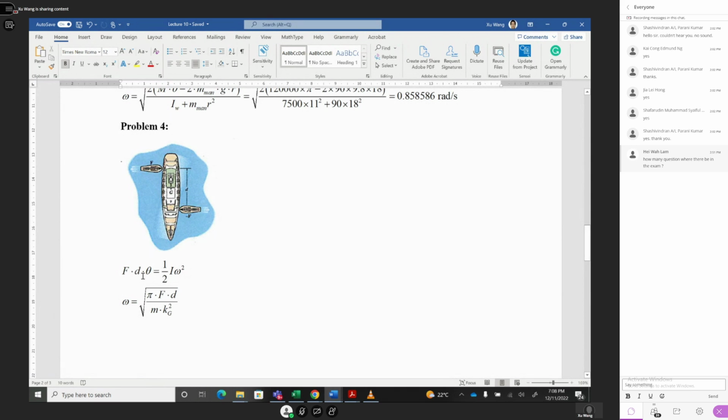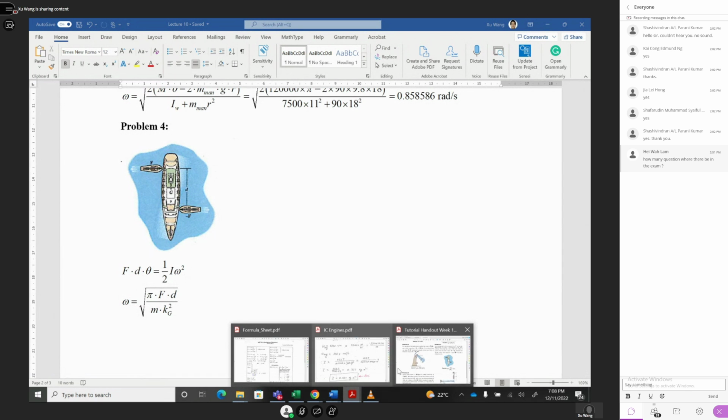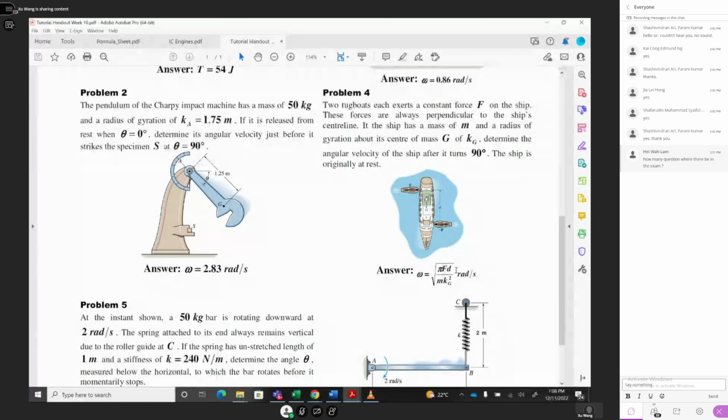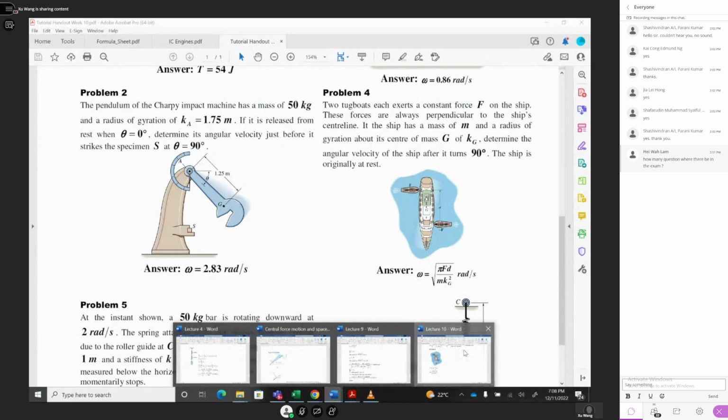So omega equals Fd pi divided by I. I is m k g square, and then square root. This is what you get. That's the result, pretty straightforward. See that? It's the square root of pi Fd divided by m k g square. That's the result. Exactly the same, right? All right, then we go to the next question.